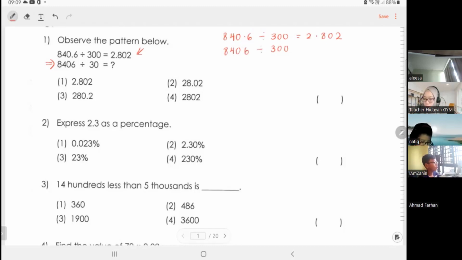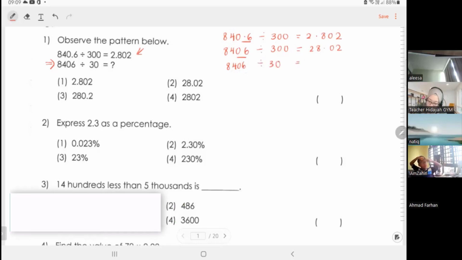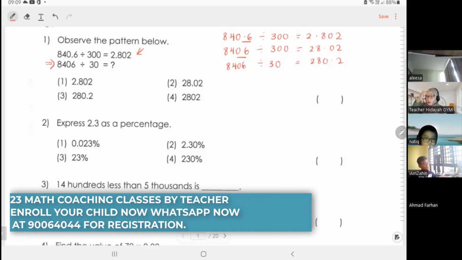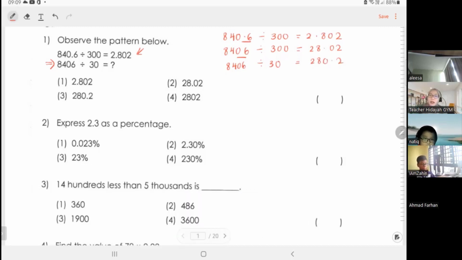If we do this, what happened to the answer? The answer will be 28.02. Correct? Yeah, because if you notice, my 300 remains the same. What is different here? The decimal point. There is one decimal point here, but over here, there's no decimal point. This is 1,000, 8,000. This is 800. And next one, if I were now to remain my 8,406, this one change to 30, so now you know this is thousands. Now this is tens. So 280.2. We play around with the zeros and the movement of the decimal place.